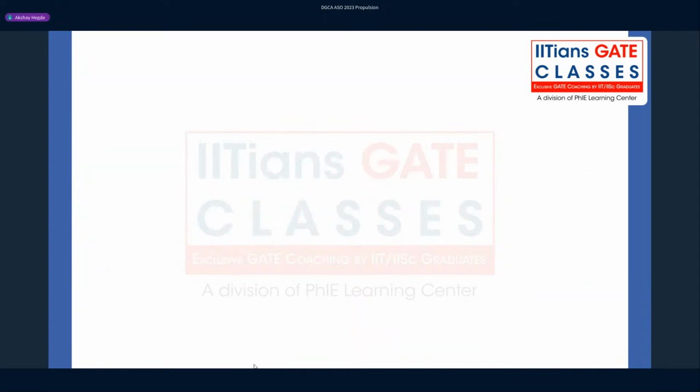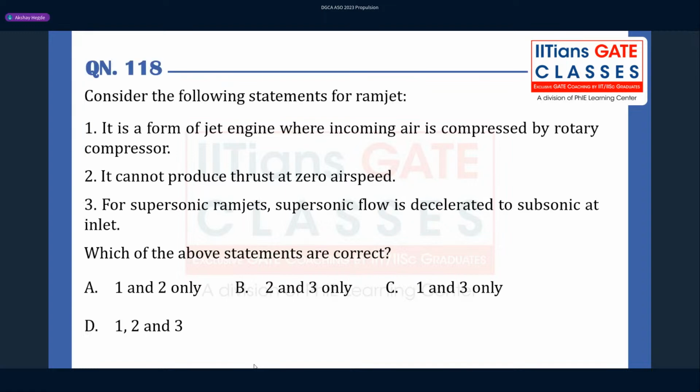Then moving on to the next question, we have the question on ramjet. Consider the following statements for ramjet. Statement 1: It is a form of jet engine where incoming air is compressed by a rotary compressor. Statement 2 says it cannot produce thrust at zero airspeed. And statement 3 says for supersonic ramjets, supersonic flow is decelerated to subsonic at inlet.